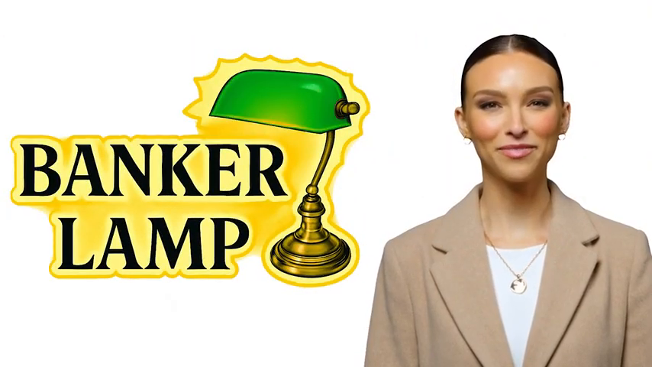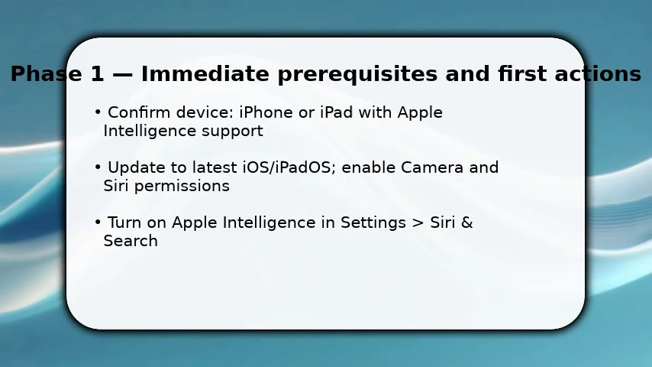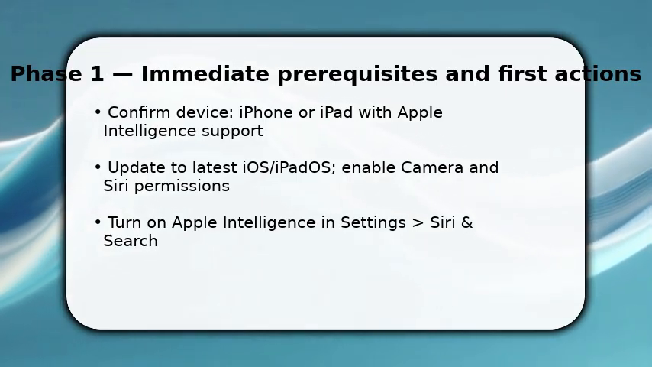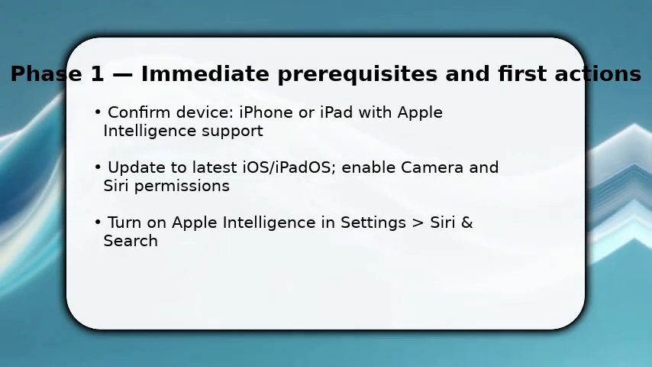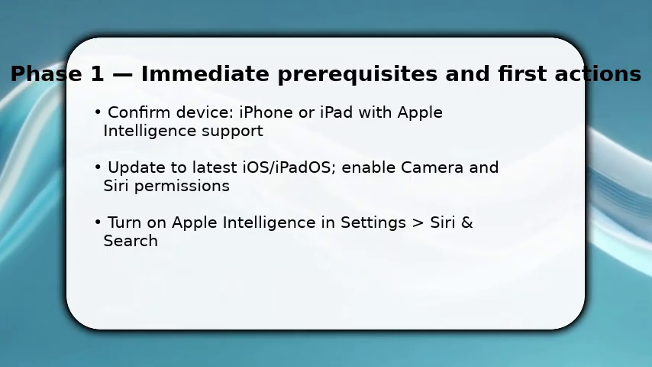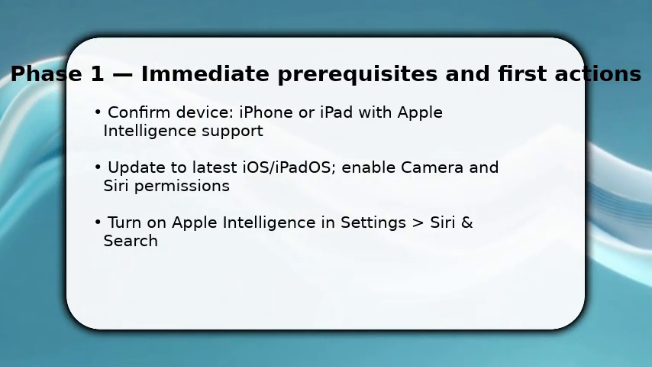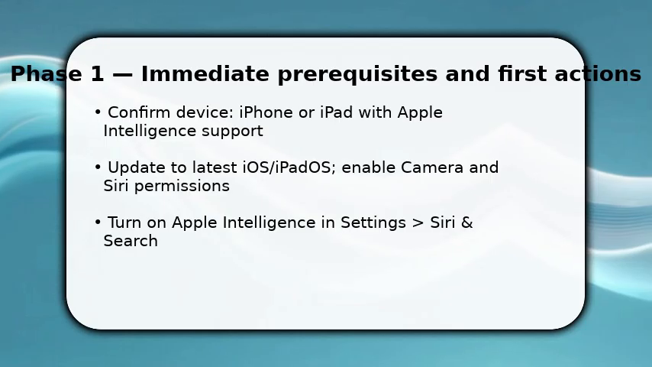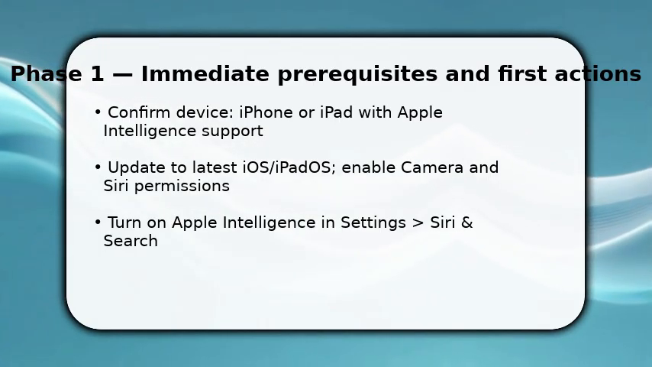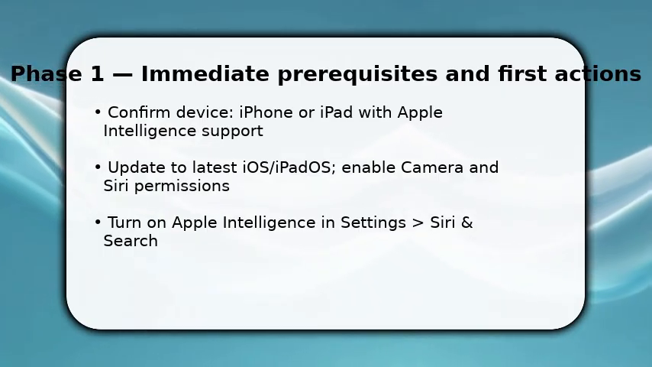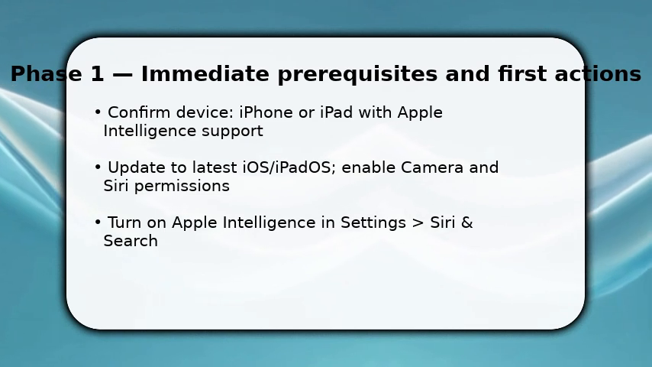Please enjoy the video. You start by confirming your device supports Apple Intelligence and updating to the latest iOS or iPadOS. This avoids compatibility problems. Next, open Settings, grant camera and Siri permissions so visual features can access the sensor. Once done, go to Siri and search, find Apple Intelligence and toggle it on. You do this early because permissions and updates are required for camera control. Make sure to sign into your Apple ID if prompted, since system features often rely on your account.